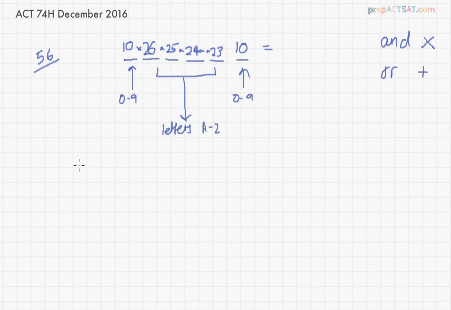So in this case, let's just do that calculation quickly. That's 10 times 26 times 25 times 24 times 10. Okay, that's 1,560,000.